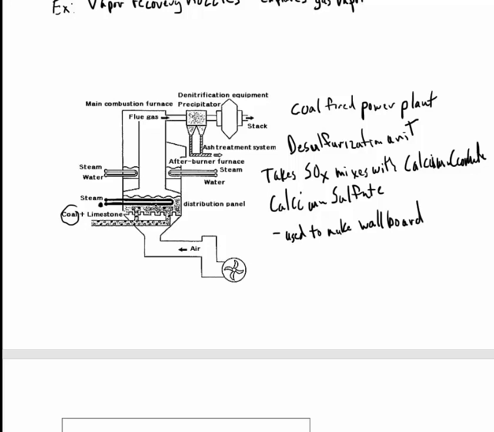So that's one way that they can reduce the SOx emissions, or the sulfur coming out of a coal power plant, is to mix that coal with some limestone or calcium carbonate. Okay. And again, that's called a desulfurization unit, is typically what they call it.